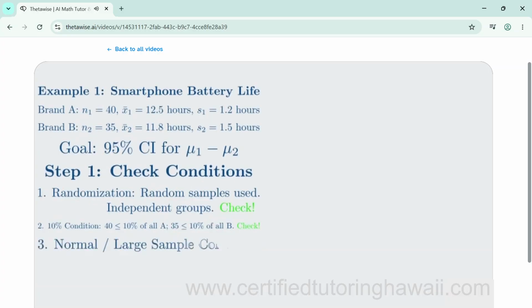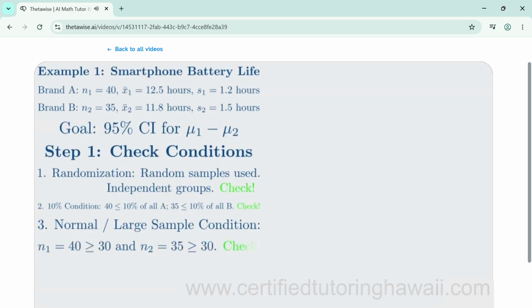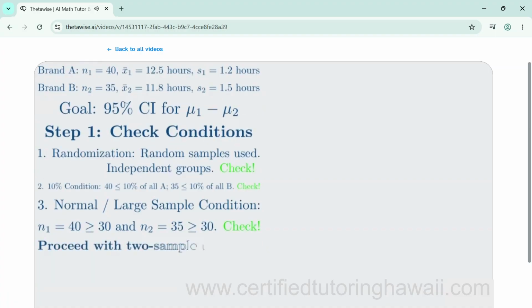Finally, the normal or large sample condition. Since both sample sizes are at least 30, the central limit theorem tells us the sampling distribution of the difference in means will be approximately normal. All conditions are met, so we proceed with a two-sample t interval.